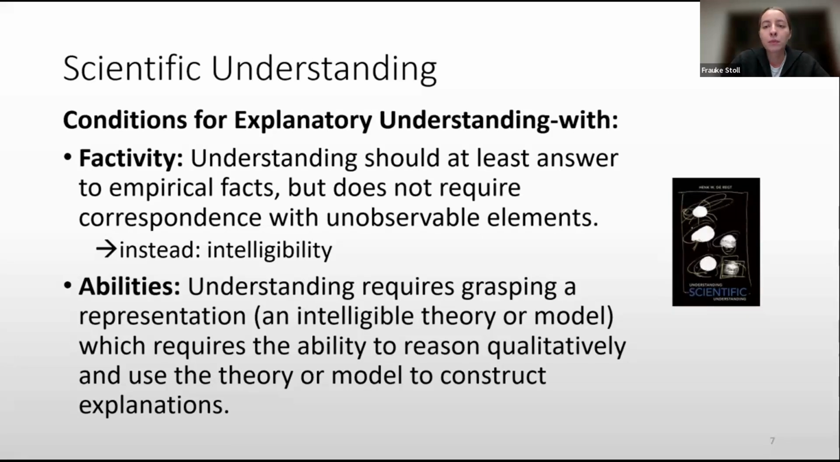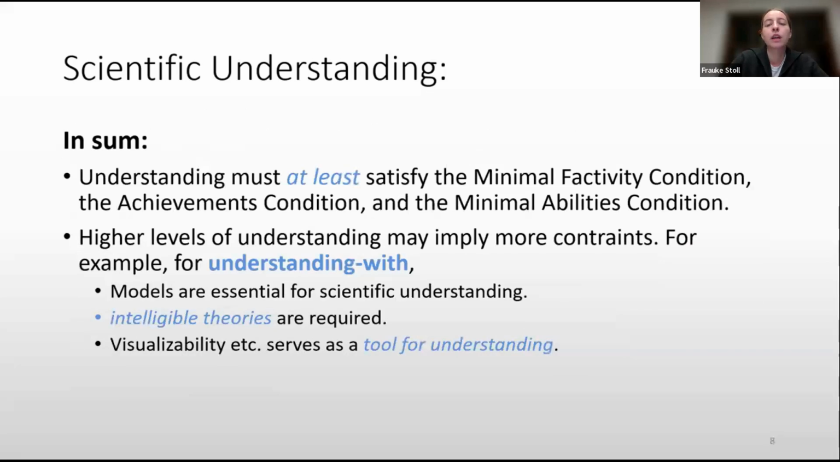And therefore, to sum up what I said about scientific understanding, understanding should at least satisfy the minimal effectivity condition, the achievements condition, and the minimal abilities condition. And higher levels of understanding might imply more constraints. For example, for explanatory understanding with, we have that models are essential for scientific understanding, intelligible theories are required, and we have that visualizability and other qualities serve as tools for understanding.